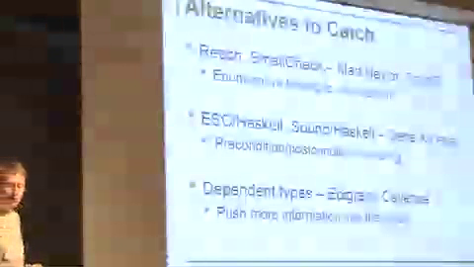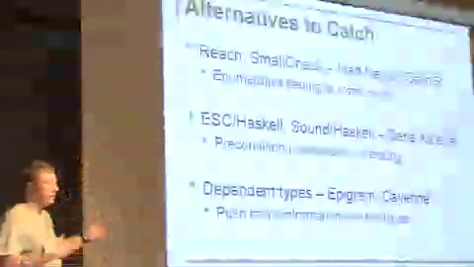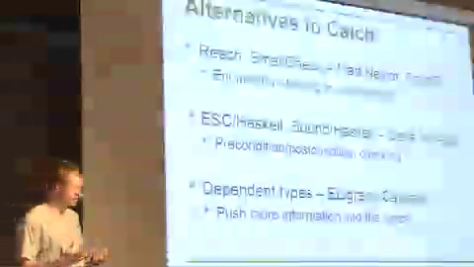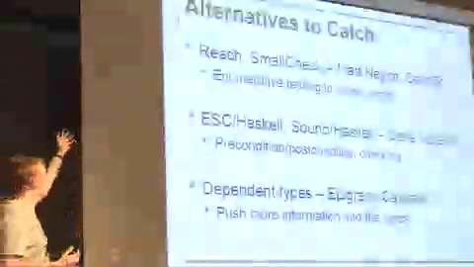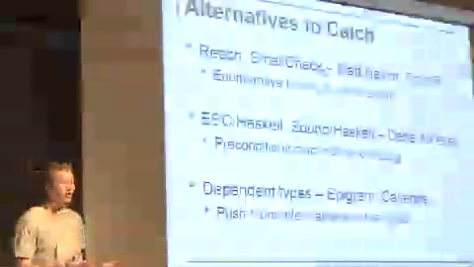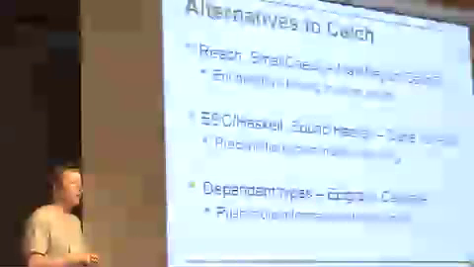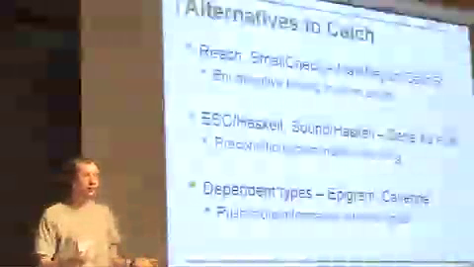So there are a few alternatives to Catch. You can use dependent types or a contract language like Epigram or Haskell. And you can also do the SmallCheck thing. In reality, often bugs are simple, so SmallCheck will typically find the kind of bugs that Catch will find. Although SmallCheck gives you a check that it didn't find anything.